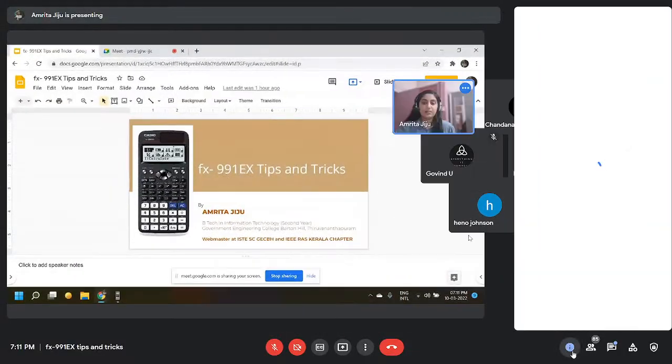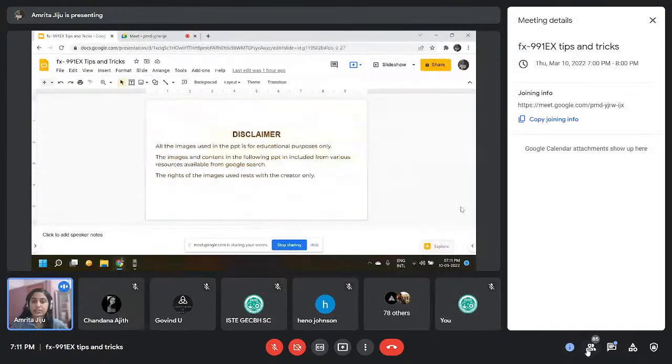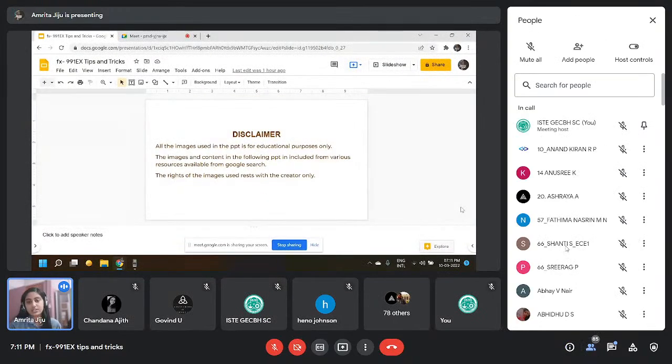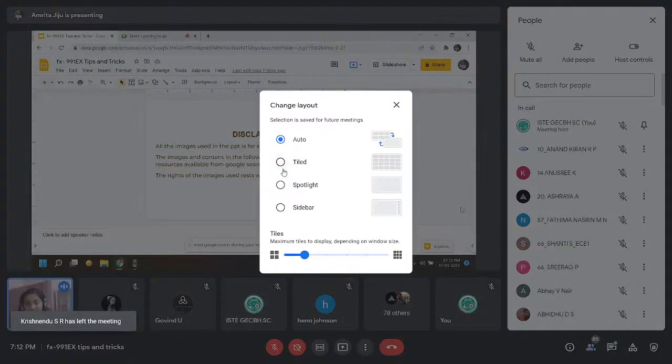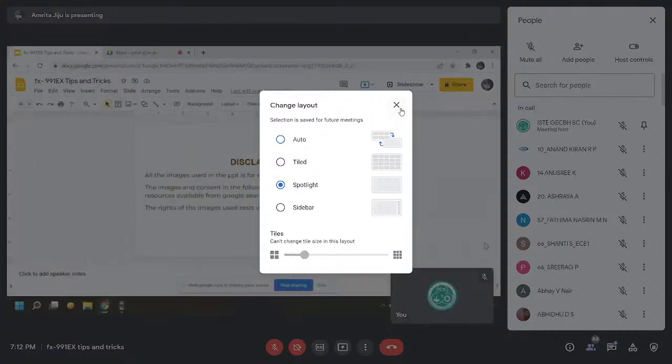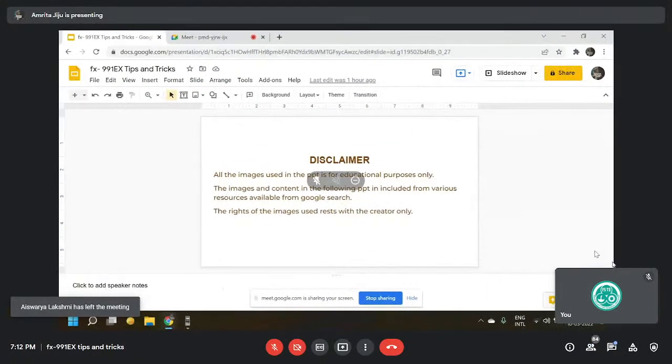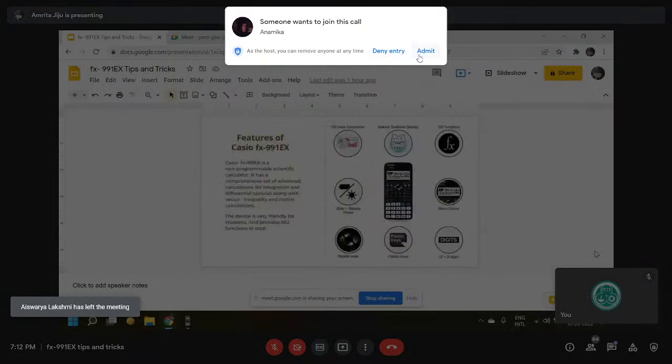So yeah, basically a quick disclaimer: the PPTs, the images used in these PPTs are via Google search, and I don't own any kind of proprietary rights for the images used. These are just for educational purposes only. So yeah, let's move on.